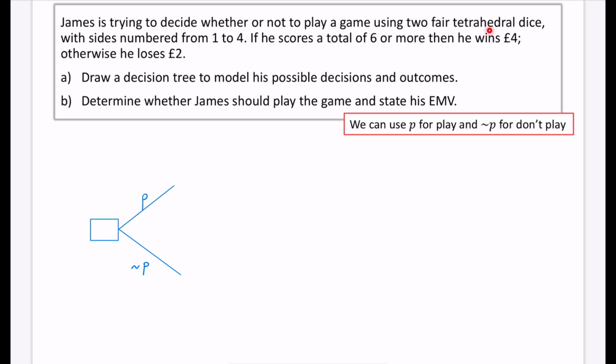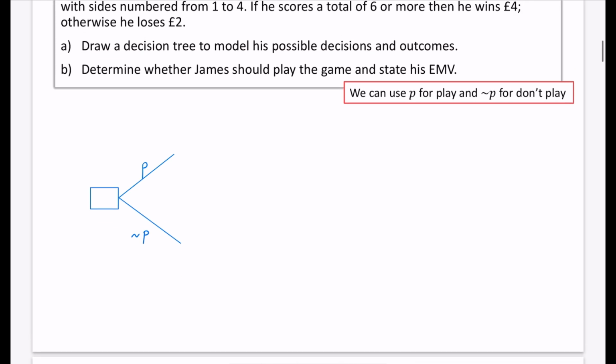Oh, it's two fair tetrahedral dice. That's a dice that's just got the numbers 1 to 4. A tetrahedral dice is just like a pyramid with a triangular base, so it's only got 4 sides. If he scores a total of 6 or more, then he wins £4. Otherwise, he loses £4. And we're going to just draw a decision tree to model his possible decisions and outcomes.